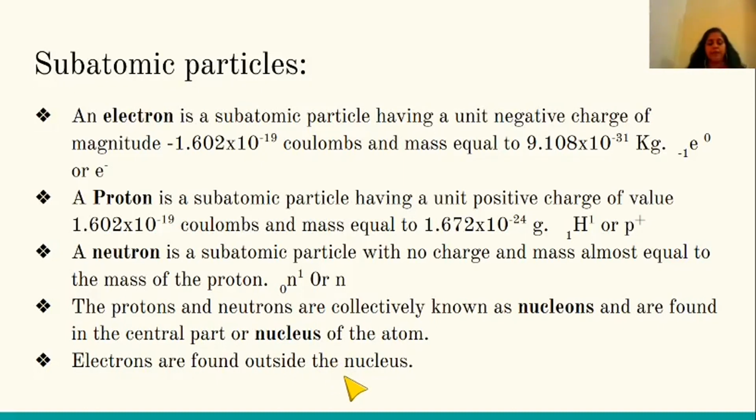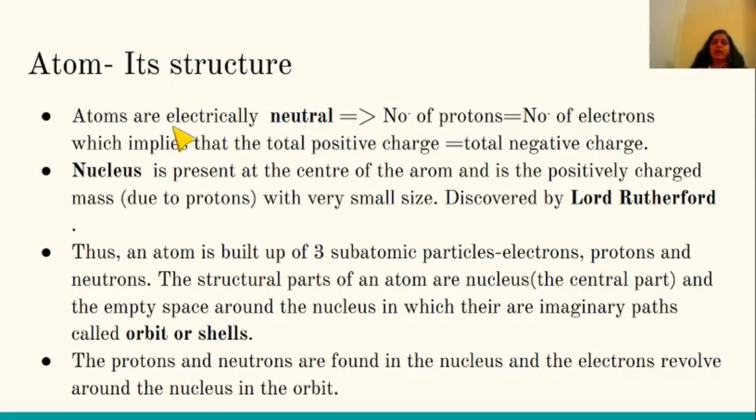Okay, so next, the structure of the atom. Atoms are electrically neutral, that means an atom will not have any charge. Why? It is known that the number of protons is always equal to the number of electrons. The number of protons present in the nucleus of the atom is always equal to the number of electrons outside the nucleus. This directly implies that the total positive charge is equal to the total negative charge. So they cancel each other, thus the atom is electrically neutral.